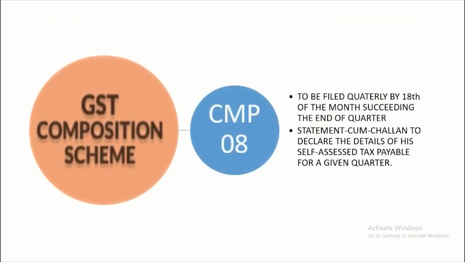Under the GST composition scheme, only one return has to be filed for a quarter, which is CMP-08. It contains the outward supplies made by the taxpayer and acts as a challan for payment of GST. It has to be filed by the 18th of the month succeeding the quarter.